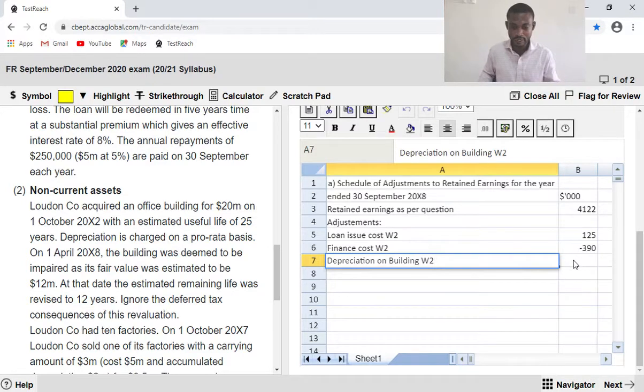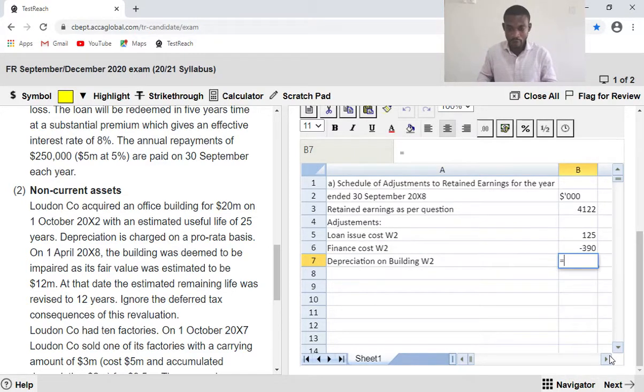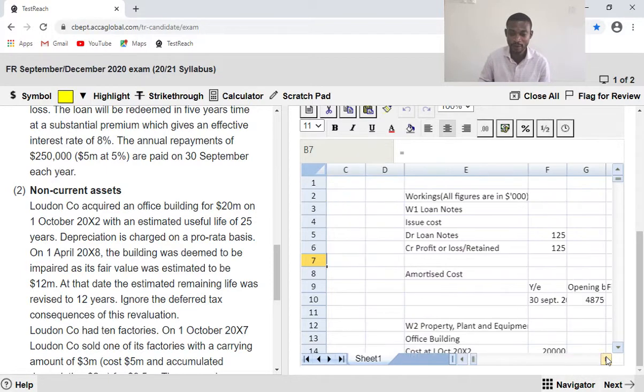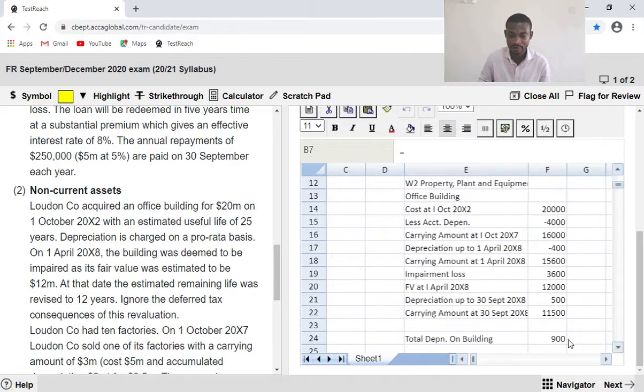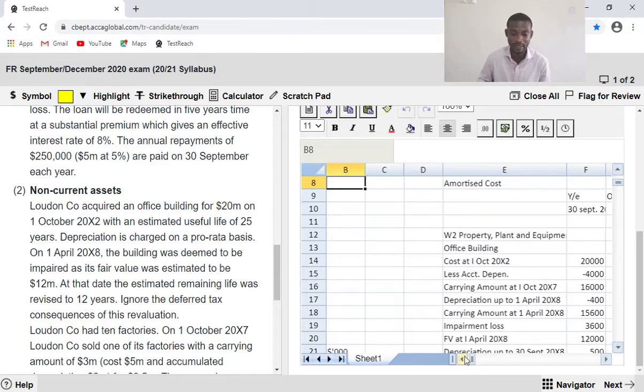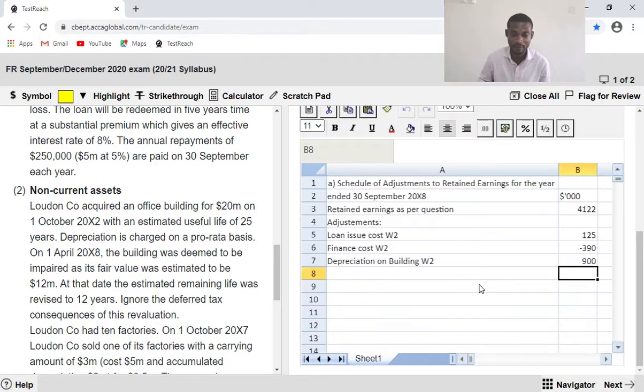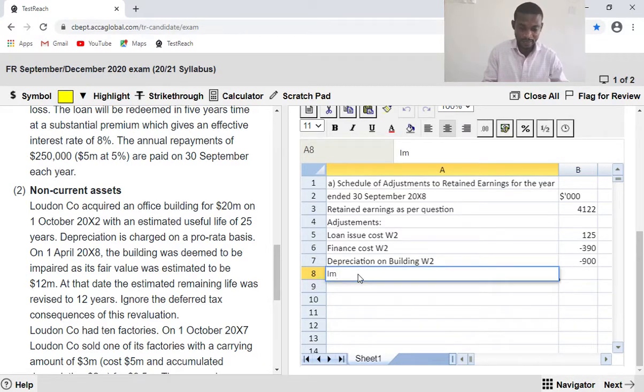So I'll say it is equal to, and I'll go, you don't type in it. So I'll go down and pick that depreciation of 900 I have here. Should be able to move freely in between. Now I come back to the face of the P&L and say, you know what, this figure should be negative because it is a deduction, it's an expense. So I'll negate it. It comes with practice. I cannot overemphasize this. So the next thing I'll pick is the impairment loss should be deducted. Also workings two.